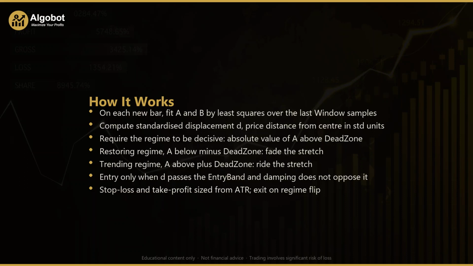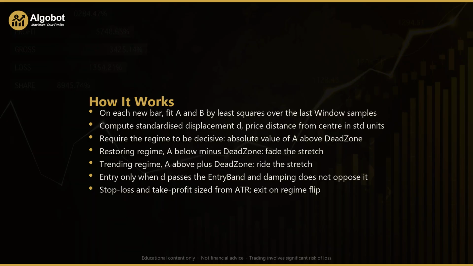If instead A is clearly positive, we're in a trending, self-reinforcing regime, and the logic reverses. Now the strategy rides the stretch. Price running up and away signals a long, and price running down and away signals a short. Same displacement, opposite trade, decided purely by the measured stiffness. There's one more filter before any entry. The damping coefficient B acts as a conviction gate. If velocity feedback is strongly working against the intended direction, the trade is vetoed. This keeps the strategy out of dynamics that are actively suppressing the very move it wants to join.